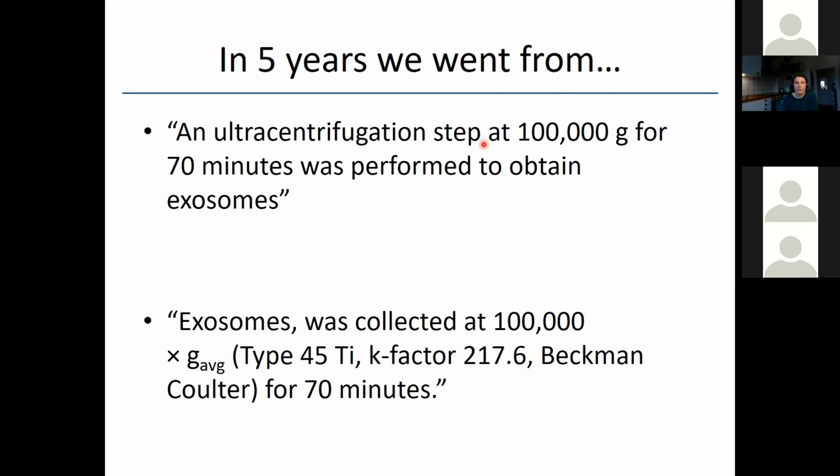So in 5 years, we went from something like this: an ultracentrifugation step at 100,000 G for 70 minutes was performed to obtain exosomes. And now instead we say exosomes were collected at 100,000 G average. So it has been calculated in the middle of the tube, a type 45 rotor with this K factor from Beckman-Coulter was used for 70 minutes. This means that other people, if they have different rotors, can make the calculation themselves, how long they would have to centrifuge to get an equivalent efficiency in the pelleting.